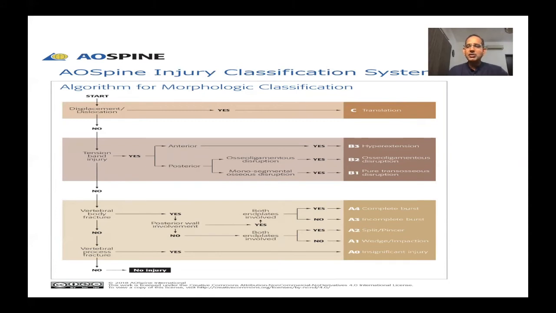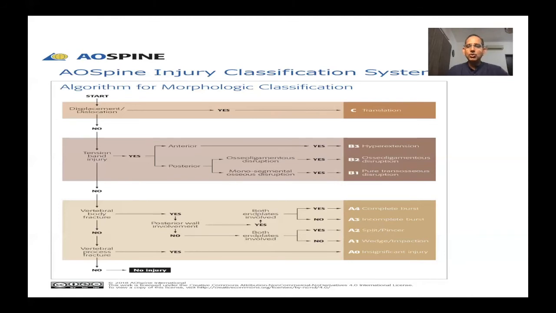Now, with the vertebral body fracture, look for the involvement of the posterior vertebral wall. If there is a posterior vertebral wall involvement, then it's a burst fracture. And then look for involvement of the end plates. If both are involved, it's a complete burst. If only one is involved, it is an incomplete burst or an A3.